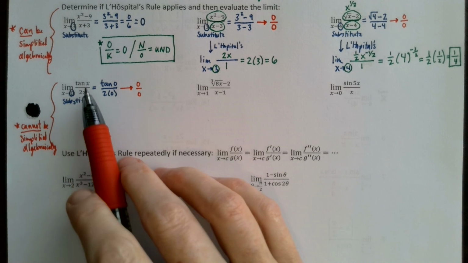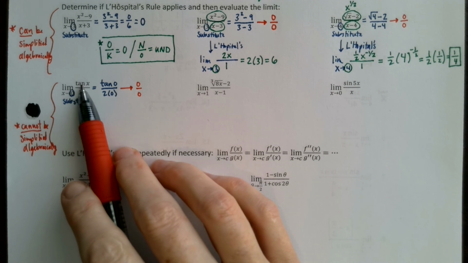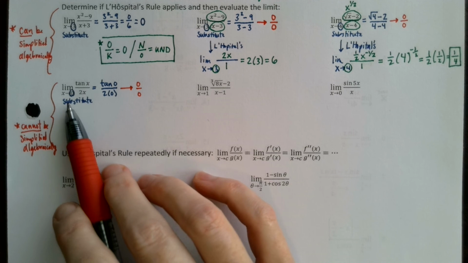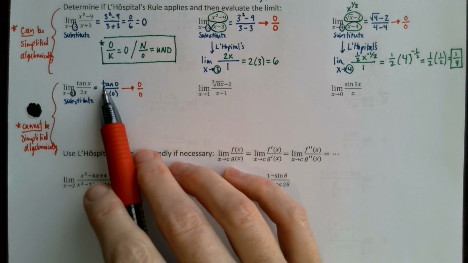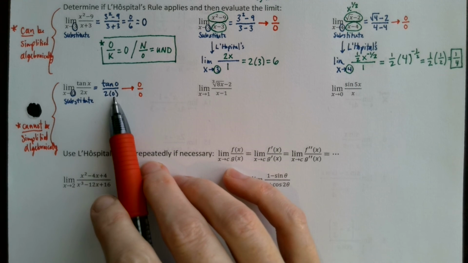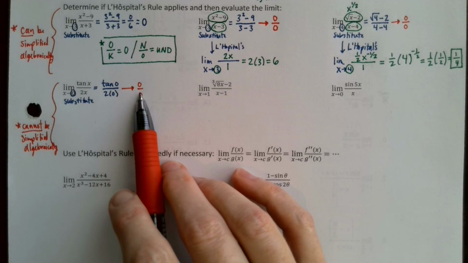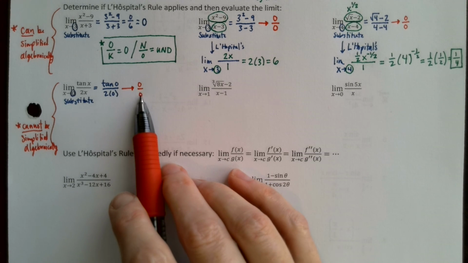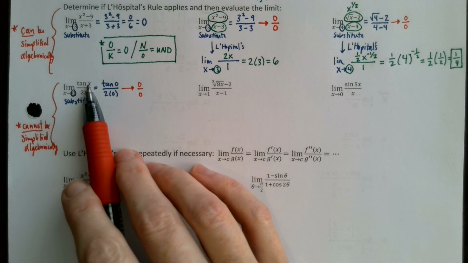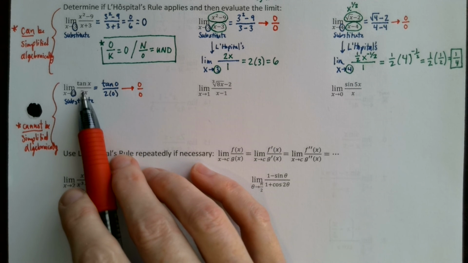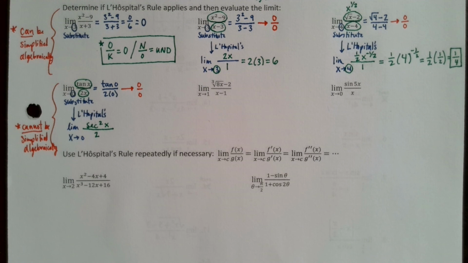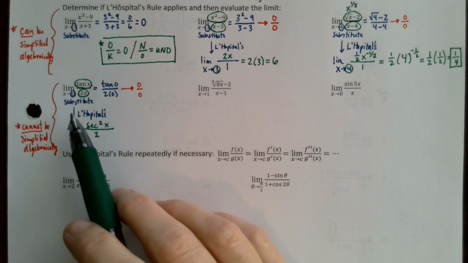For example, when I'm looking at the limit as x goes to 0 of tangent x over 2x, I do try to substitute my 0. I get tangent of 0 over 2 times 0. Both of those values go to 0, so my limit is indeterminate. But this is not something that I can factor or use the conjugate for, so L'Hopital's is my only choice. So my next step is to apply L'Hopital's.